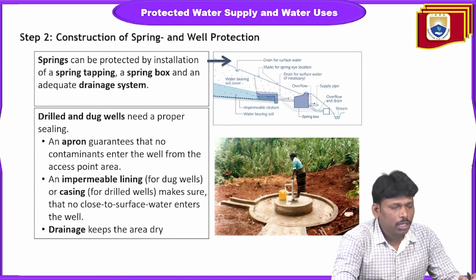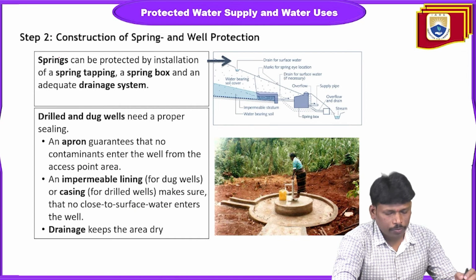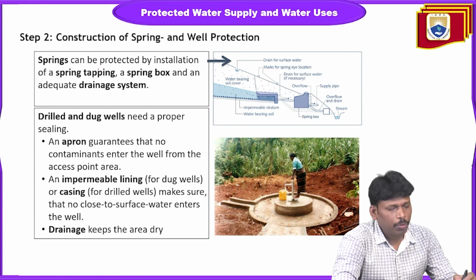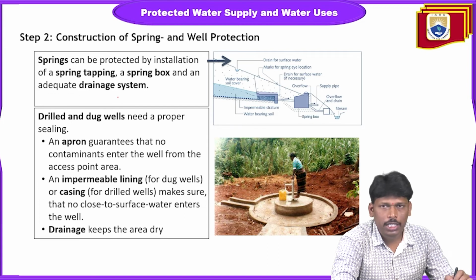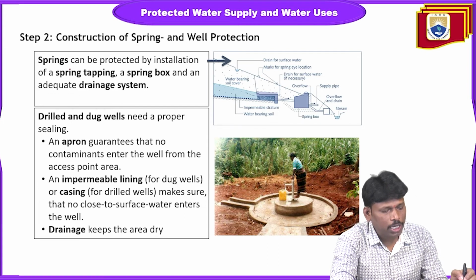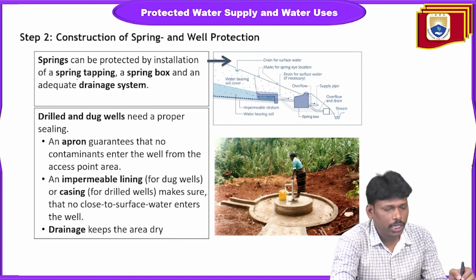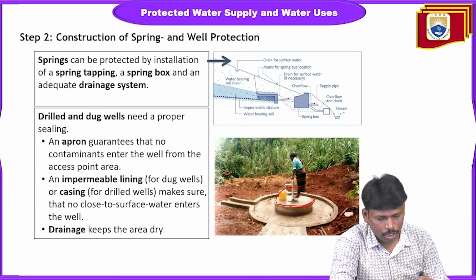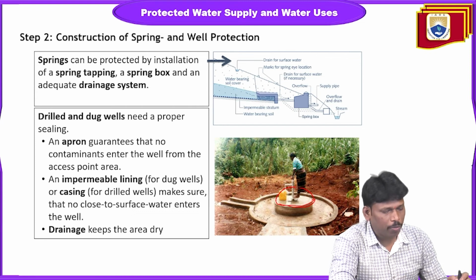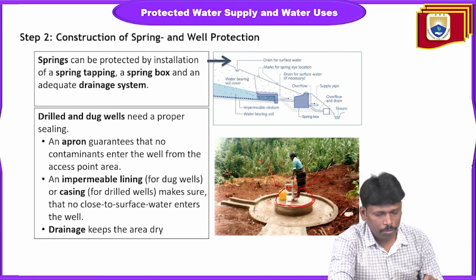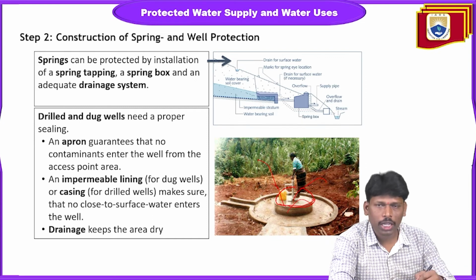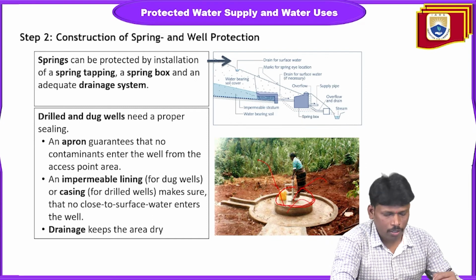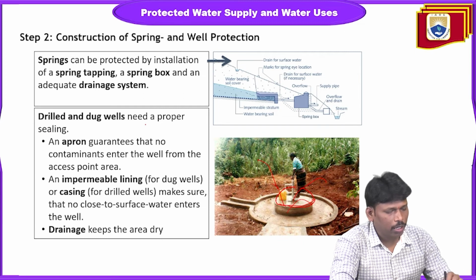And step 2 is construction of springs as well as well protection. So the springs can be protected by installation of spring tapping, a spring box, and an adequate drainage system. Drilled as well as dug wells need a proper sealing. This is the sealing. Without sealing, there may be a possibility of entry of contaminated materials into the well. So that's why it requires a proper sealing.